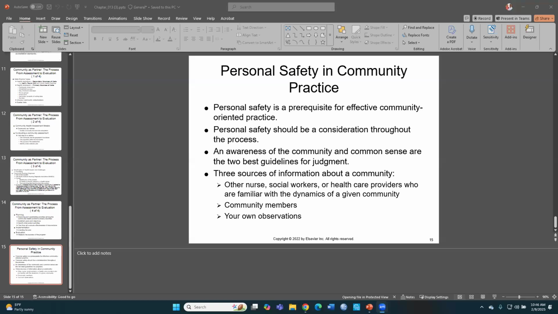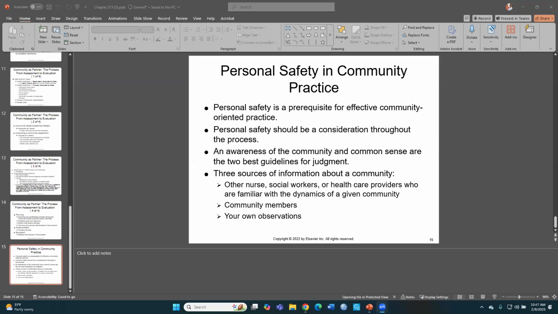Another big thing that we do need to worry about is personal safety in community practice. Personal safety should be a consideration throughout the process of getting the information that we need. So you have to have an awareness of the community and common sense. Those are the two best guidelines for judgment. In some cases, calling ahead to clients, letting them know that you're coming, helps to prevent delays. Always let somebody know where you are.